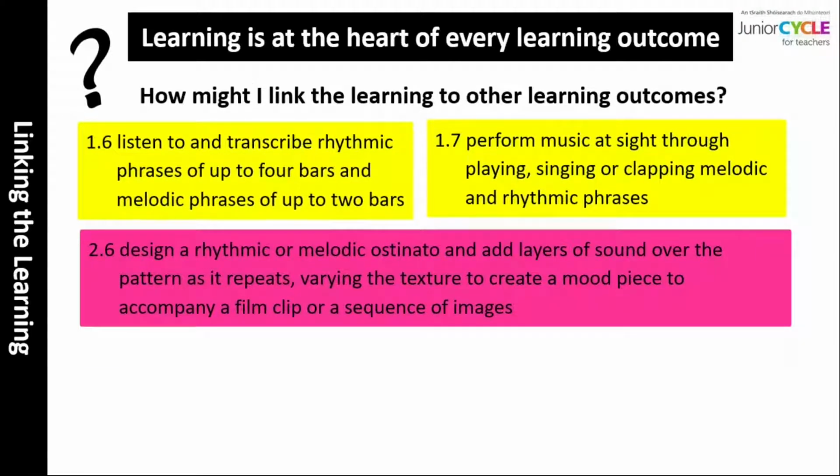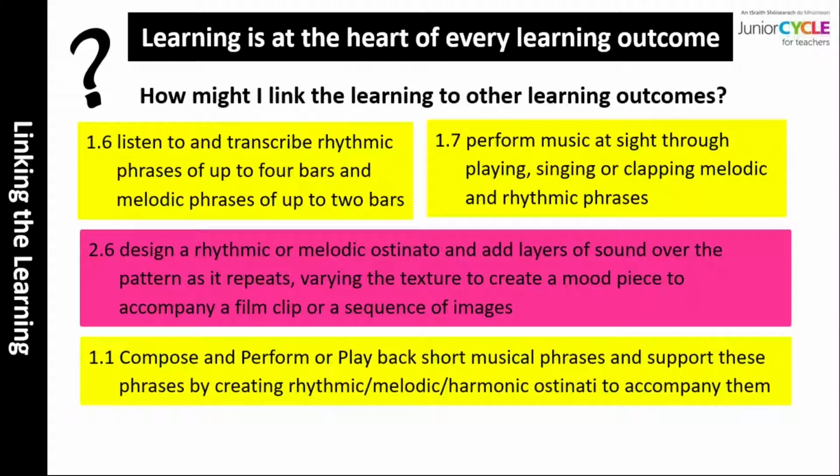Here we have linked the learning across 3 of the learning outcomes. Would it be possible to add more? The very first learning outcome we unpacked tonight, our love cats. Could this earlier identified learning be linked to the learning experience here? We are now linking the short musical phrases to the rhythmic and melodic ostinati and our rhythmic and melodic phrases. The new learning that we are adding here is the harmonic ostinato and the concept of accompanying. We have now linked the learning across 4 learning outcomes.